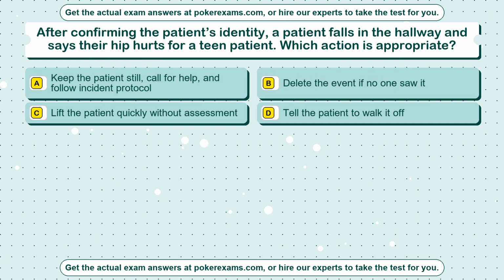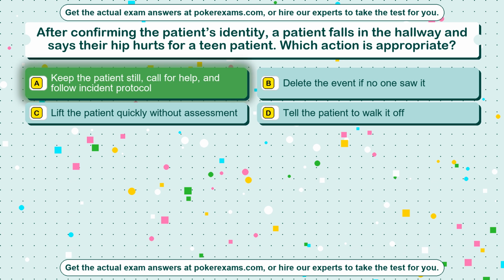Question 73. After confirming the patient's identity, a patient falls in the hallway and says their hip hurts for a teen patient. Which action is appropriate? Option A, keep the patient still, call for help, and follow incident protocol. Option B, delete the event if no one saw it. Option C, lift the patient quickly without assessment. Option D, tell the patient to walk it off.